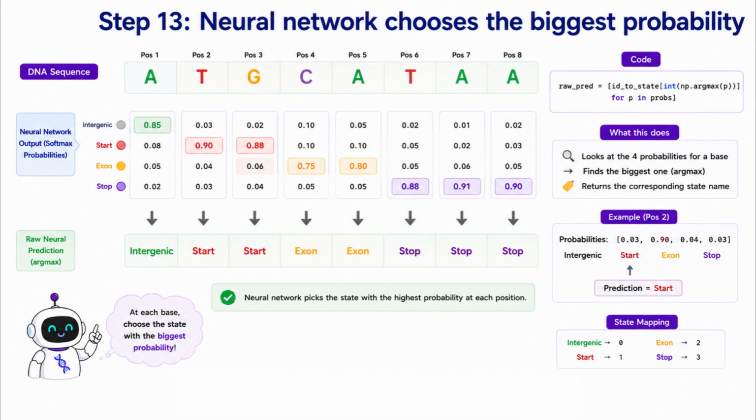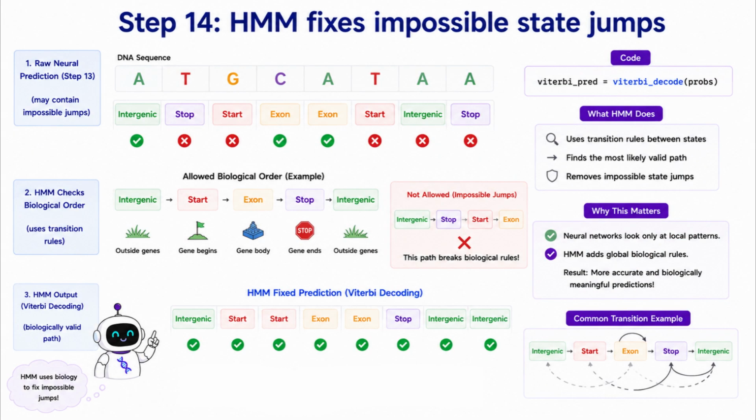The neural network now predicts a state for every DNA position. These predictions come directly from the learned patterns. However, some predictions may still be biologically inconsistent. The Hidden Markov Model adds biological rules. Viterbi Decoding searches for the most likely sequence of states. This helps remove impossible transitions and creates more realistic gene structures.